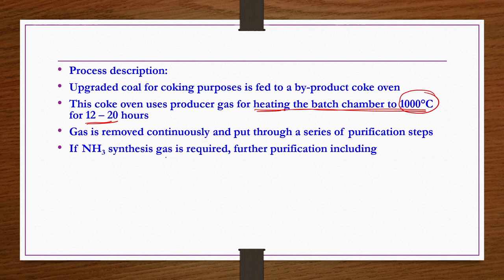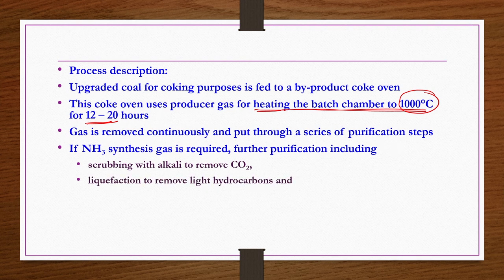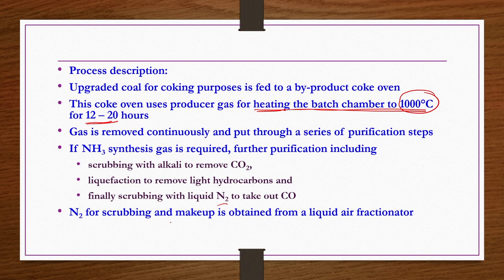If NH3 synthesis gas is required, further purification includes scrubbing with alkali to remove CO2, liquefaction to remove light hydrocarbons, and finally scrubbing with N2 to take out CO. N2 for scrubbing and makeup is obtained separately from a liquid air fractionator. This is not shown in the process.